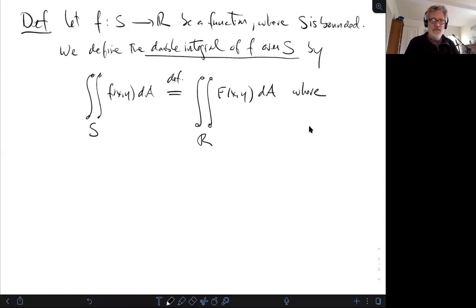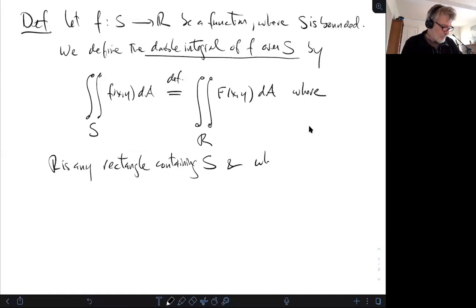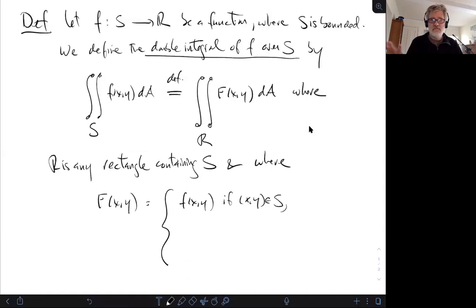Okay, so let me tell you what the rectangle and function are. So R is any rectangle containing S. Okay, and so it doesn't matter which rectangle you choose. Okay, and how do you define the new function big F? It's the natural way. So big F is going to be the same as little f over S. And outside of S, you don't want anything to happen, so you set it to 0.